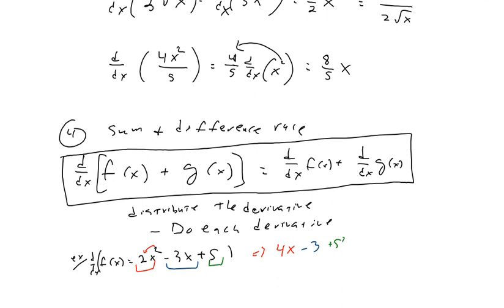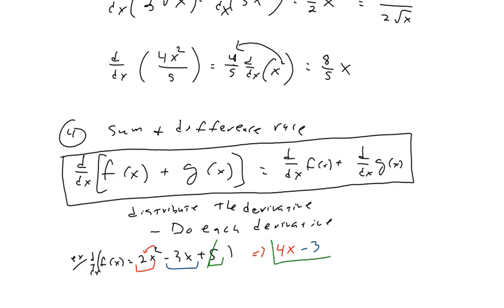What's the derivative of 5? No, the derivative of 5 is a constant. So that derivative goes away. It becomes a plus 0. It's not even there. Right? The derivative of a constant disappears. It's a 0. So my derivative is 4x minus 3.